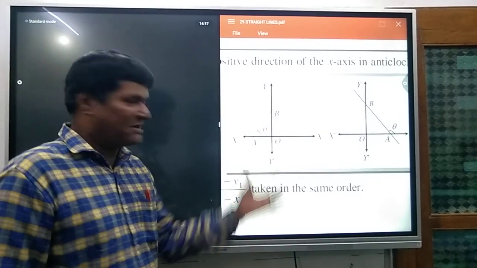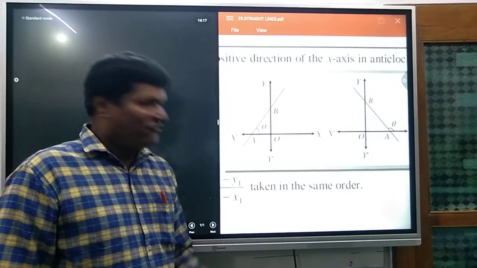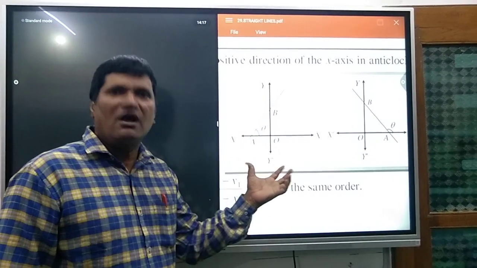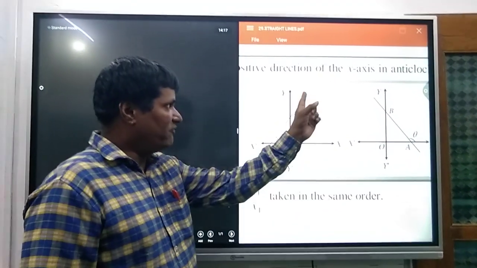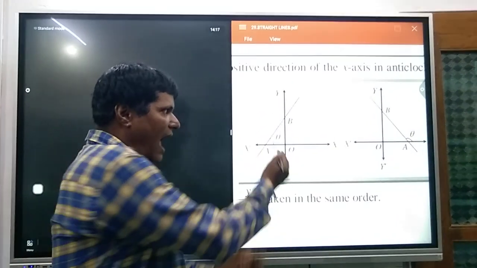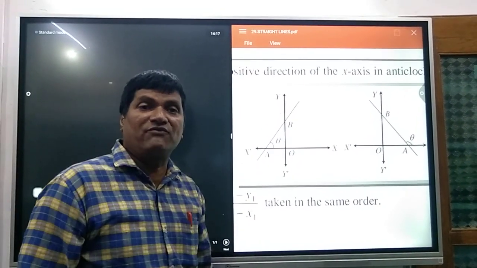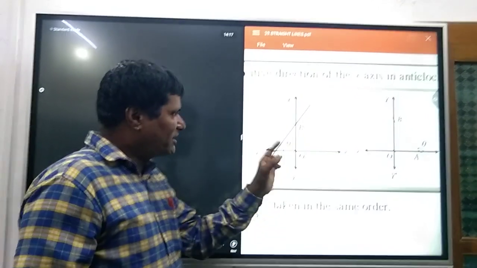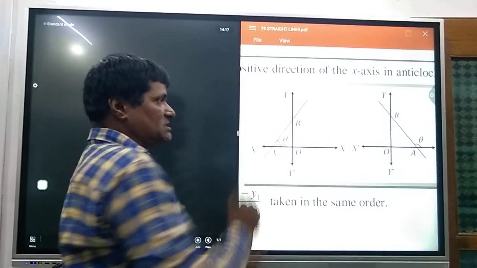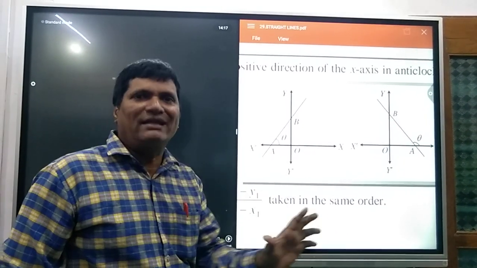Going to explain some basic concepts of straight lines, which is related to slopes or gradient. So what is the definition of slope? When theta makes an angle in the anti-clockwise direction with the positive direction of the x-axis, tan theta is called the slope. Let theta make it, m is equal to tan theta.